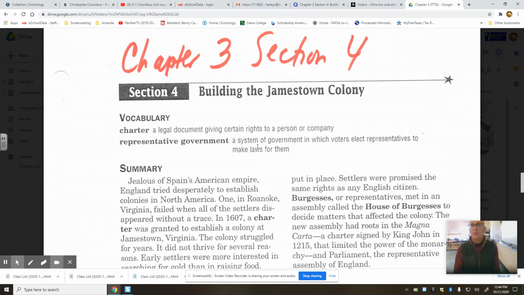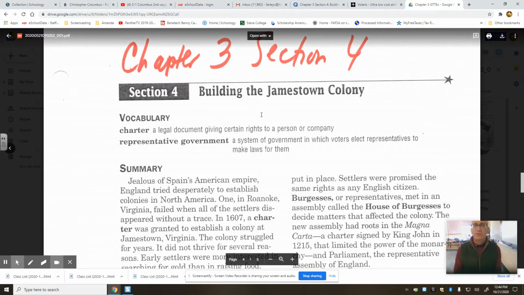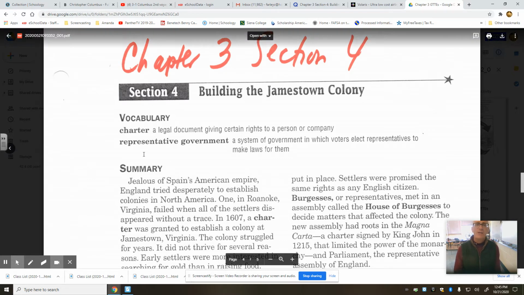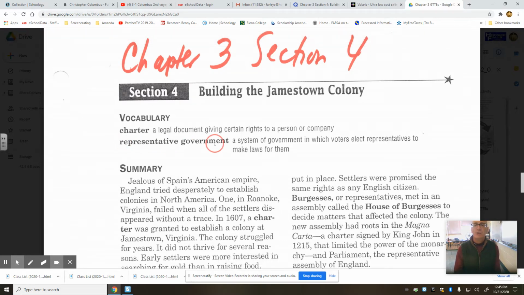Our representative here in Hoosick Falls in Congress is Antonio Delgado. He is the member of the congressional district that represents us in Washington, D.C. We have 2 United States senators that we elect from the state of New York to make laws for us. Those 2 senators are Charles Schumer, or Chuck Schumer, and Kirsten Gillibrand. So representative government, we'll be talking a lot about this year, is a system of government in which voters elect representatives to make laws for them.